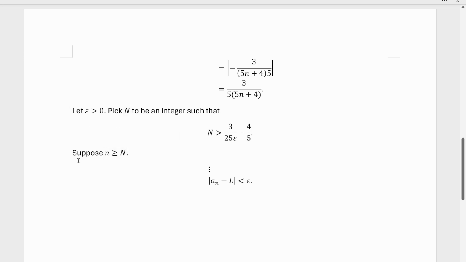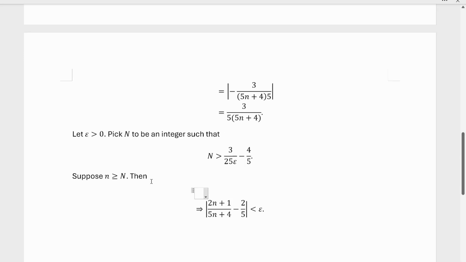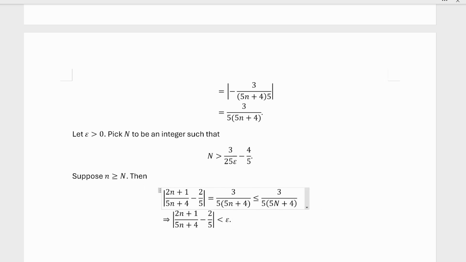And now it is left to show that for every n greater or equal to big N, an minus L is indeed less than epsilon. We'll just plug in an and L into the final inequality to get our final step of the deduction. And we write then, followed by the result of our previous simplification. And since little n is greater or equal to big N, the simplified fraction on the right-hand side is less than or equal to the same fraction, with little n being replaced by big N.